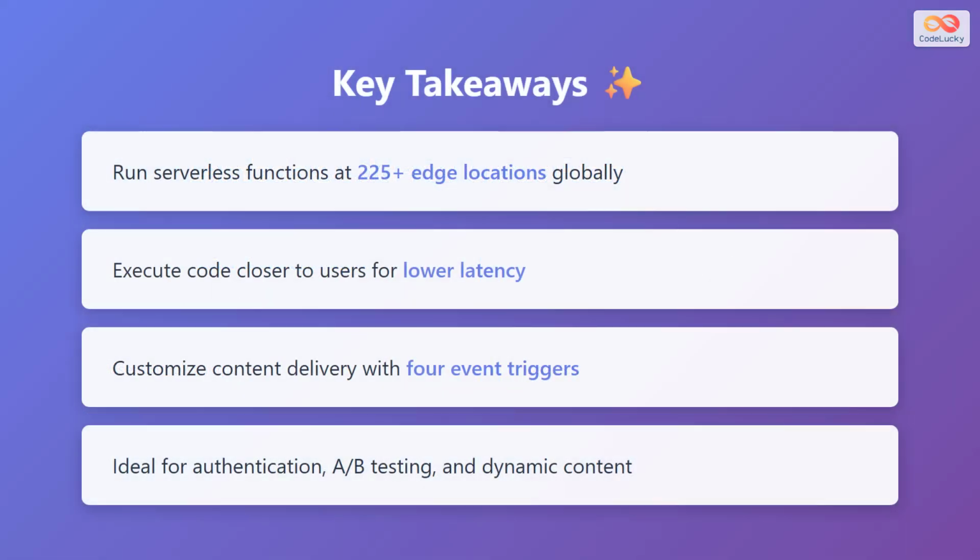Let's recap the key points. Lambda Edge lets you run serverless functions at over 225 edge locations globally, providing worldwide coverage. By executing code closer to users, you achieve significantly lower latency and better performance. You have 4 event triggers available to customize different stages of content delivery. And Lambda Edge is ideal for use cases like authentication, A/B testing, and serving dynamic content. This makes it a powerful tool for building fast, globally distributed applications.